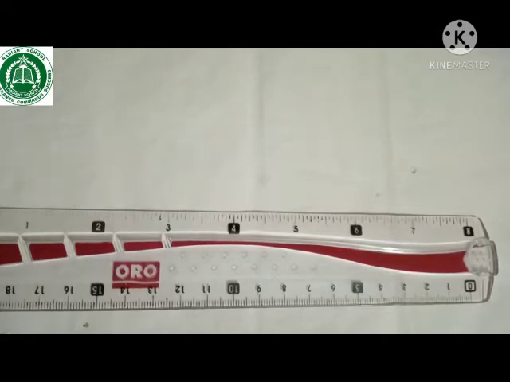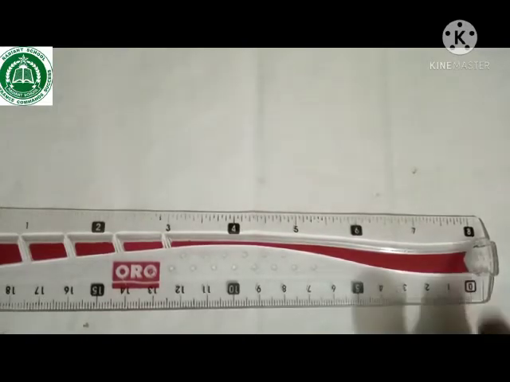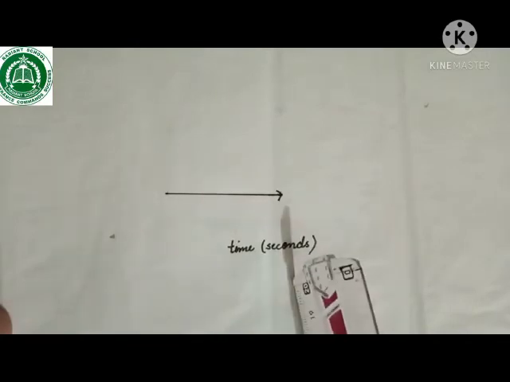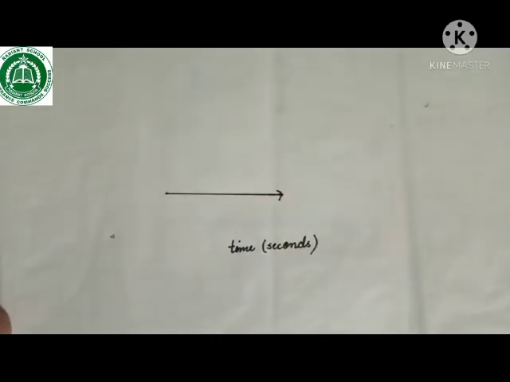Although I will teach you the derivation with the help of the picture that is inside your book, right now I will tell you what steps you will follow to draw the graph on your paper. The first step is that you will draw a horizontal line like this. The horizontal line will show the time axis, and the unit of measurement for this axis will be the SI unit, that is second.